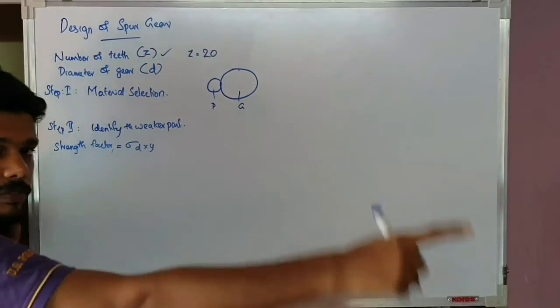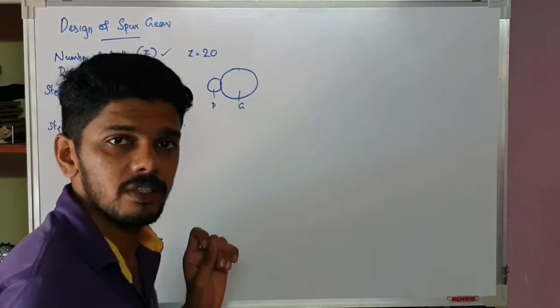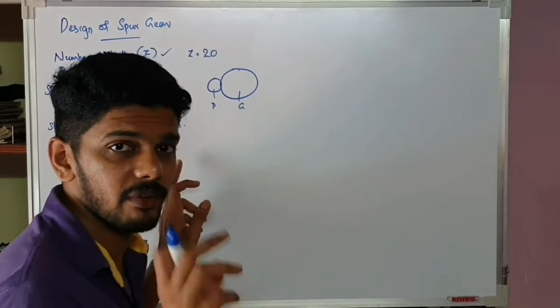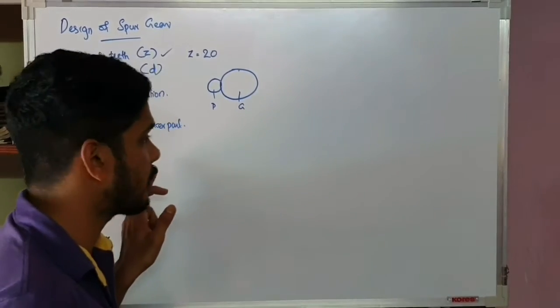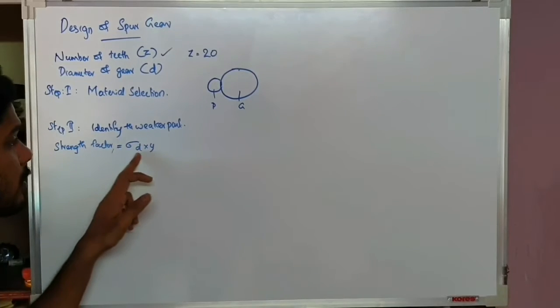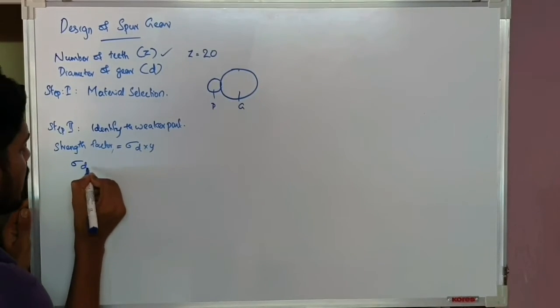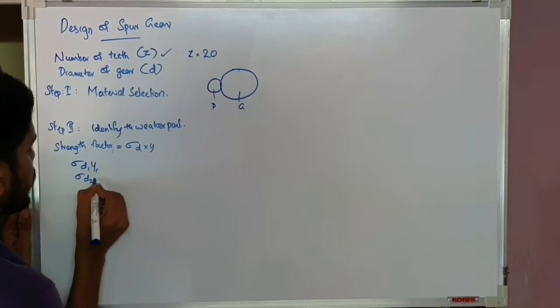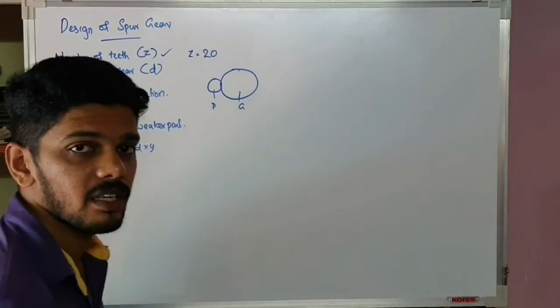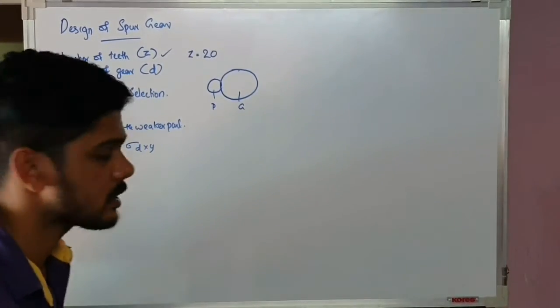Okay, so y we can find from page number 204. The Y equation is there. Small y means Lewis form factor. Small y we can identify, and find sigma d1. So find sigma d1 y1 and sigma d2 y2. Which of them is weaker? The design should be based on that.